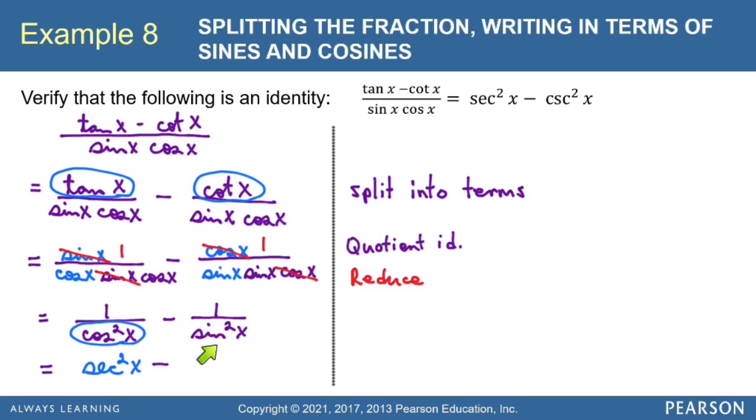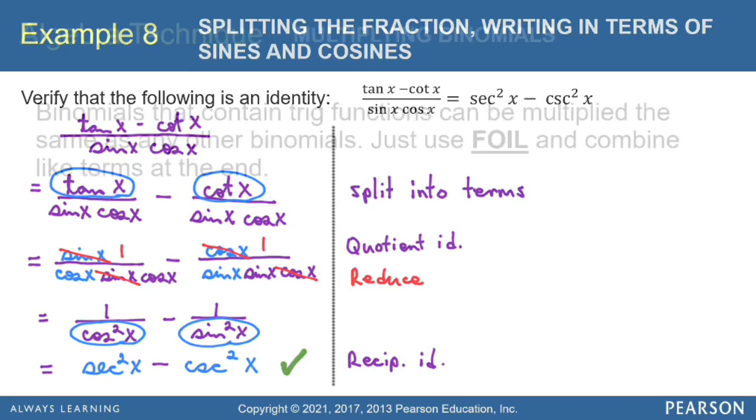And let's do the same thing for this second fraction. Sine squared of x in the denominator can be restated as cosecant squared x in the top. And of course, we used reciprocal identities to do both of those. And now notice that what we have here is identical to what we were aiming for, and so we can say that identity is proved.